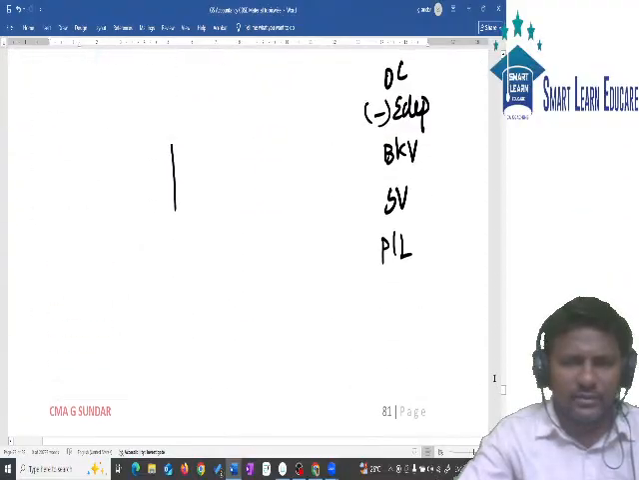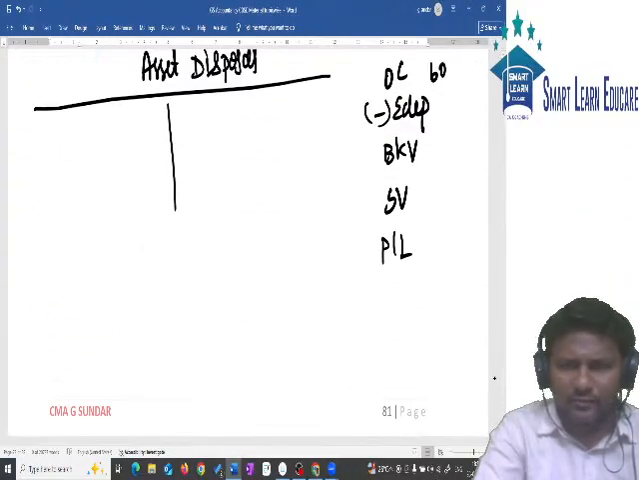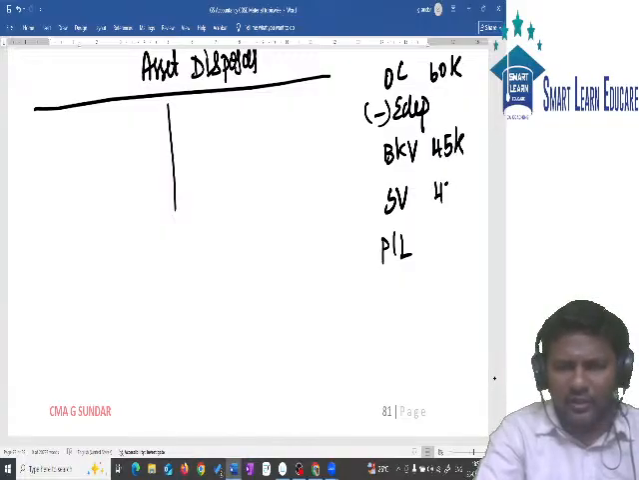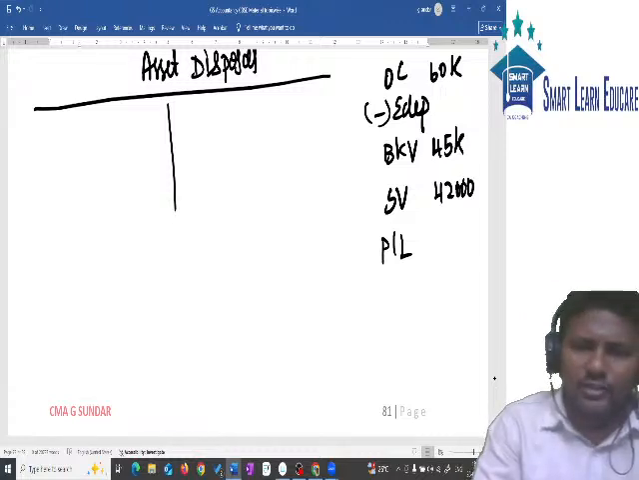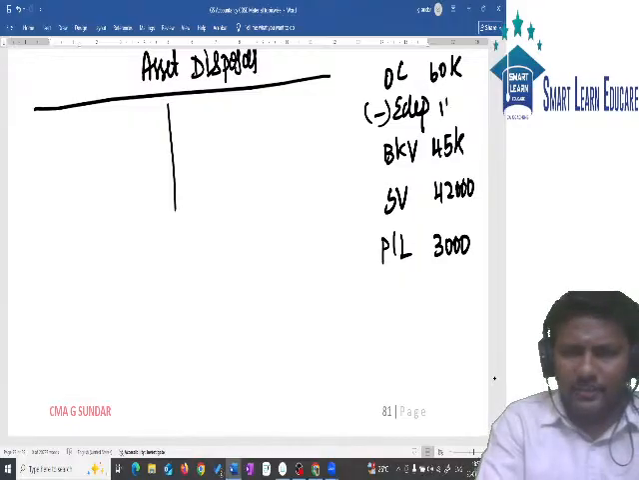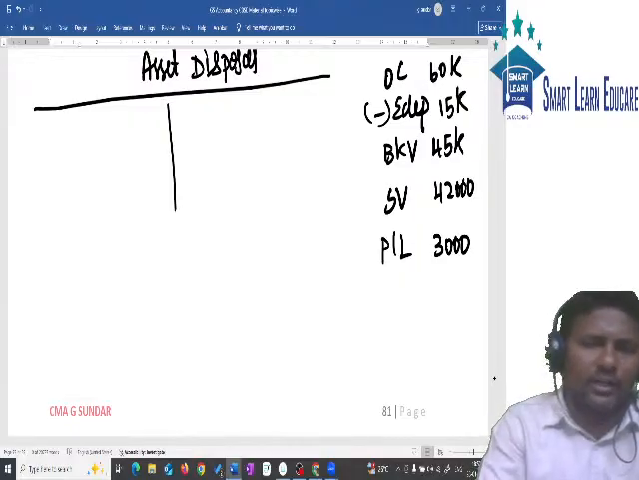60 is the original cost. Book value is 45. It is sold for 42. Okay? Sale value, book value is more. So it is a loss of 3,000. What is your total depreciation? 15,000 is your total depreciation.